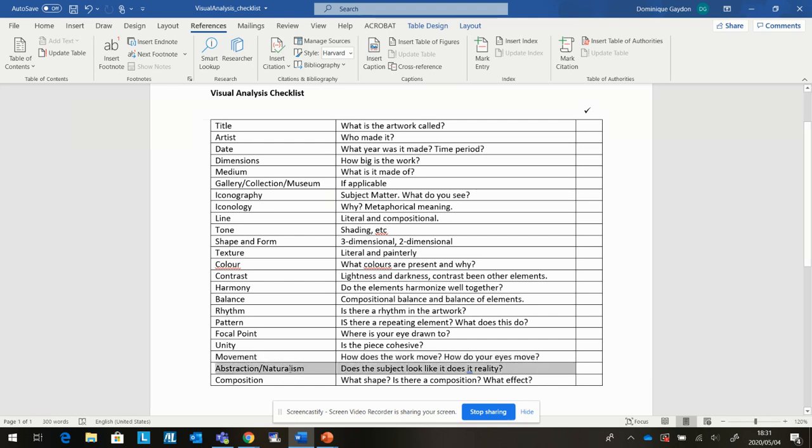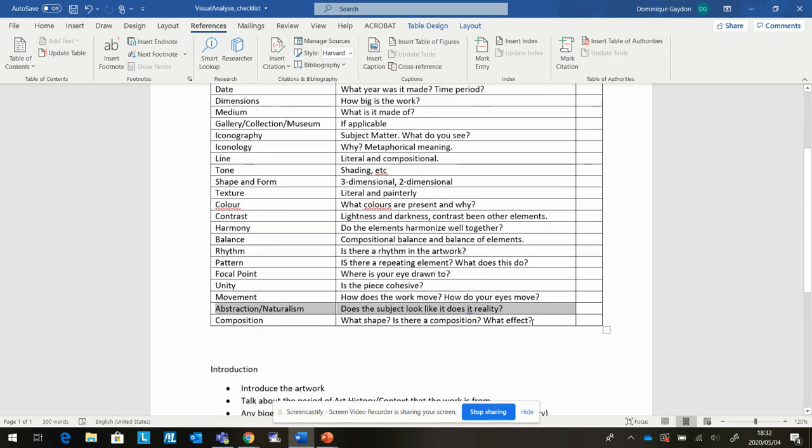Abstraction and naturalism. Does it look like a real thing? Does it look like it's pretending to be a thing? Is it a big red square and it's not pretending to be anything else? Does it look like it does in reality? Then your composition. Is there composition? Does it make sense? What effect does it have?